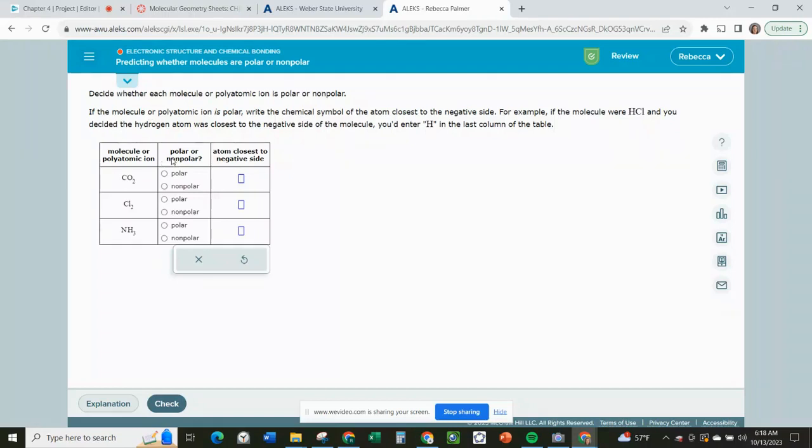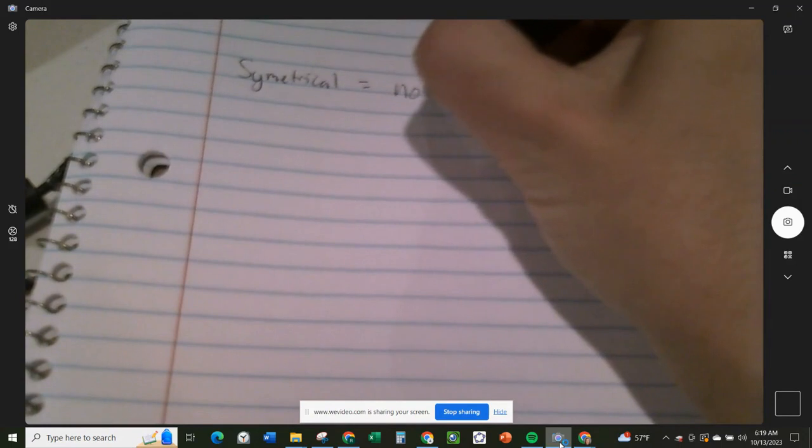is polar or nonpolar. Basically, we're trying to decide if the electrons are going to move to one side of the molecule or not. So what we're going to be looking for is if it's symmetrical or non-symmetrical. So basically, if your molecule is symmetrical, then it's probably going to be nonpolar.